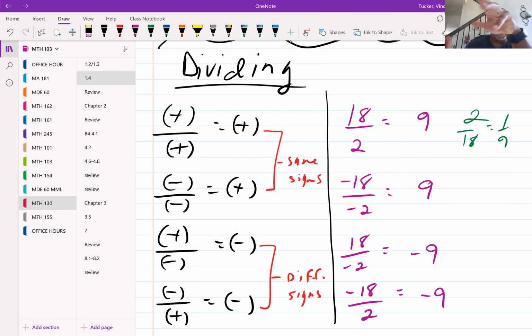Now the sign thing doesn't matter. Positive or positive, negative or negative, positive result. Different signs will give you a negative result. But I'm just talking about those numbers. You will get something different. So.